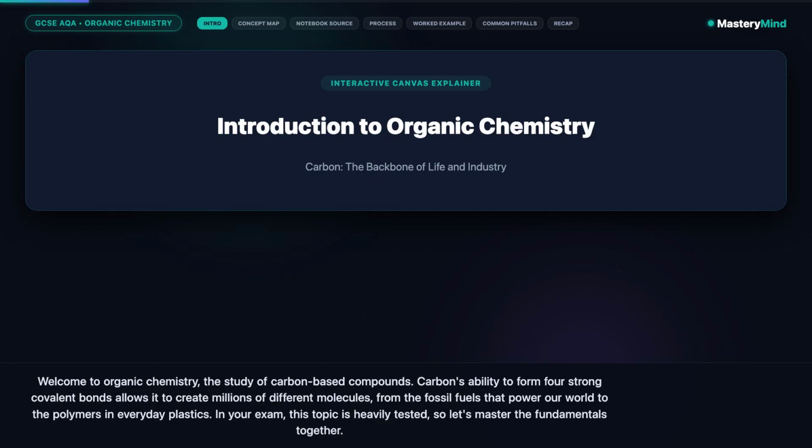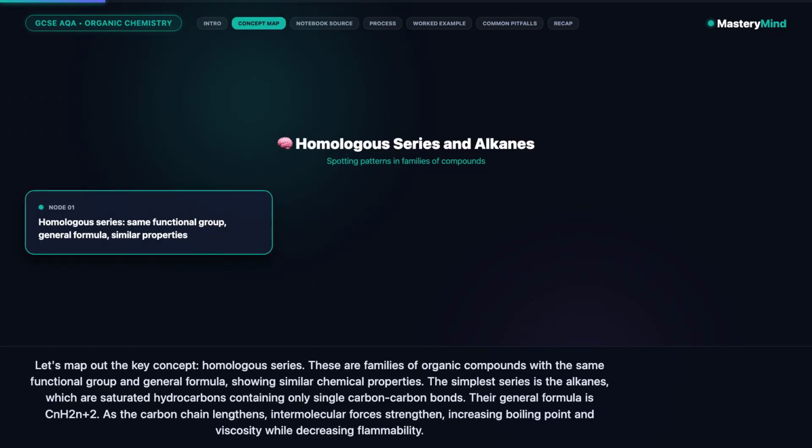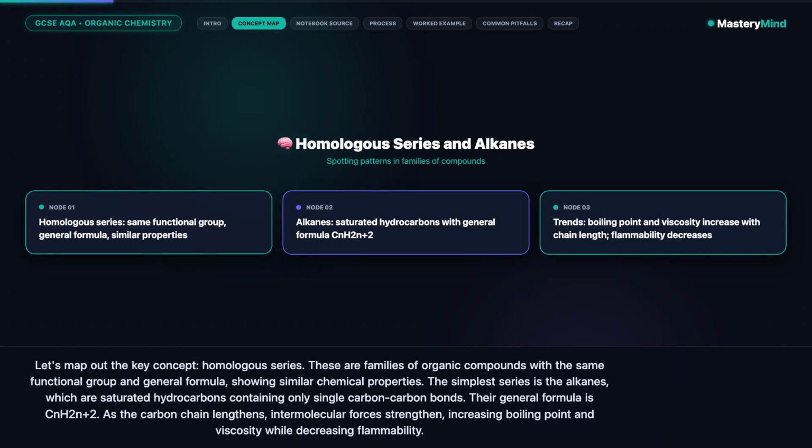Let's map out the key concept: homologous series. These are families of organic compounds with the same functional group and general formula showing similar chemical properties. The simplest series is the alkanes, which are saturated hydrocarbons containing only single carbon-carbon bonds. Their general formula is CnH2n+2. As the carbon chain lengthens, intermolecular forces strengthen, increasing boiling point and viscosity while decreasing flammability.